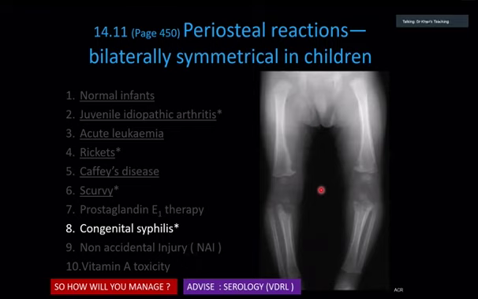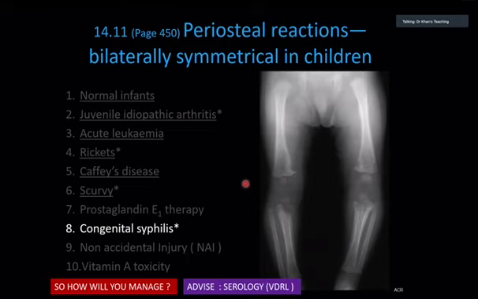And then start with the pertinent negatives. There is no Wimberger sign, there is no cupping of the metaphysis, and all of these things can rule out all of the conditions which you will consider in the differential. And then finally say that this is in keeping with congenital syphilis, and in the same breath then advise.